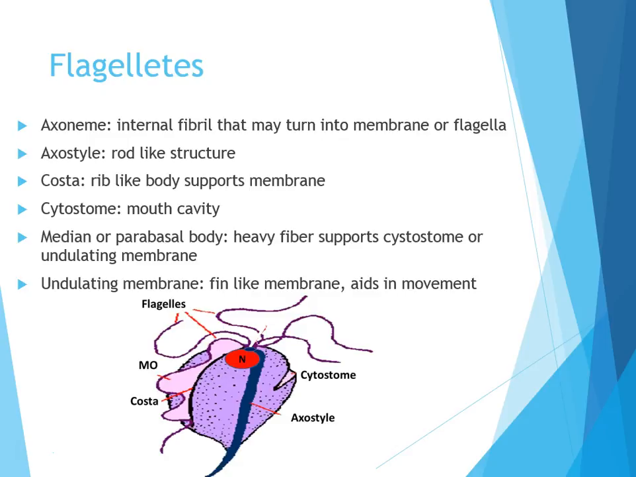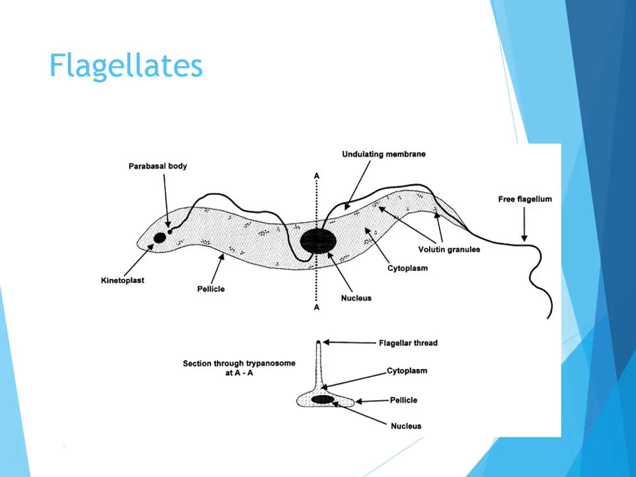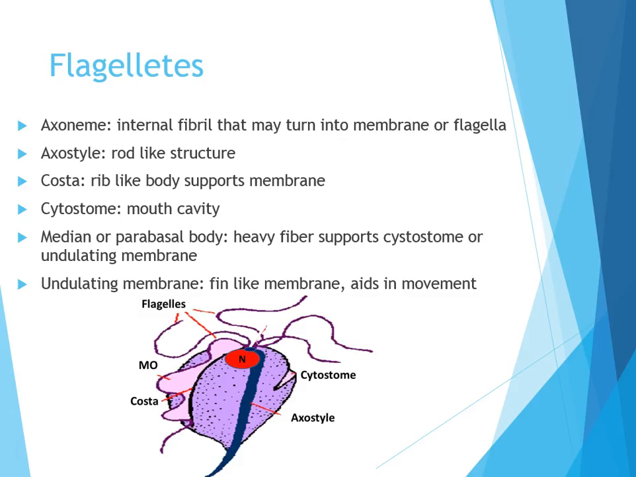These are the flagellates. The flagellates have a flagella, of course, and these are some terms that you need to know. The axoneme is an internal fibril that may turn into the membrane or flagella. The axoneme you can hardly see. I don't even see it anywhere on here, but it's a tiny fibril, like a little dot, where the flagella may come off.